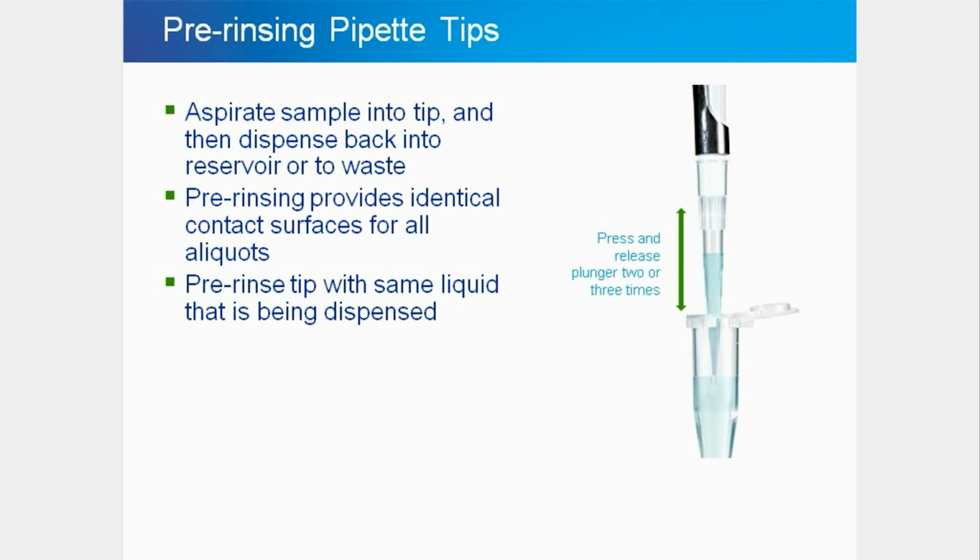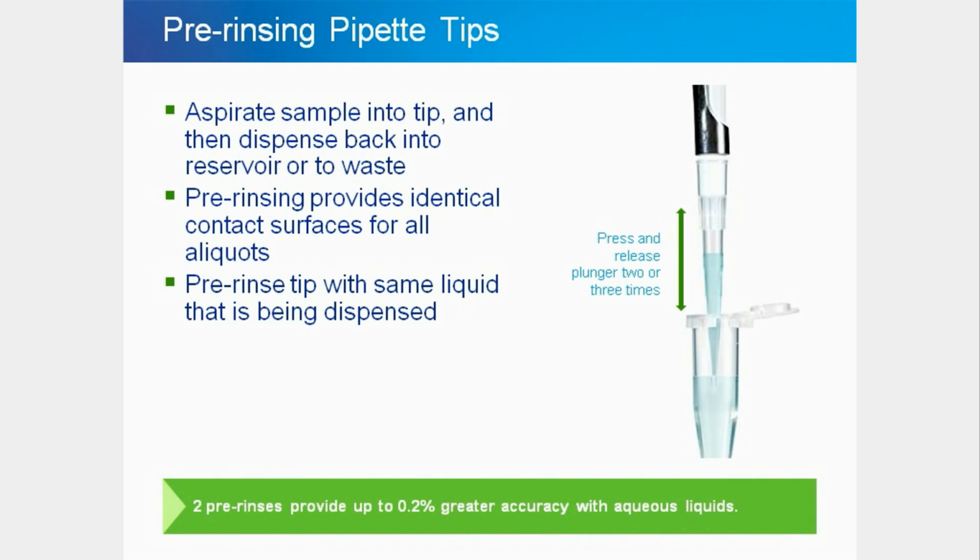Something else that is important and increases the accuracy of your results is pre-rinsing the tip. Pre-rinsing 2 or 3 times forms a liquid film on the inside of the tip that can increase accuracy by up to 0.2%. Pre-rinsing helps neutralize capillary effects in micro-volume pipettes, and for large volume tips, equalizes the air temperature inside the tip with the temperature of the sample.